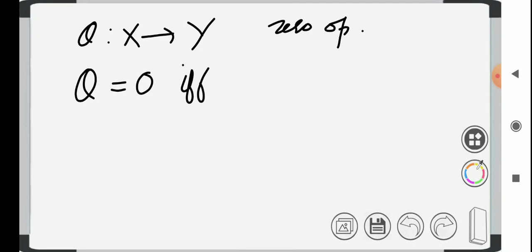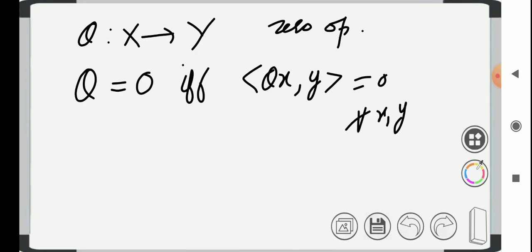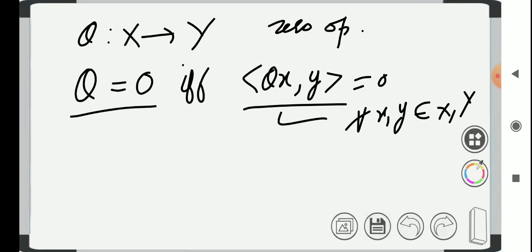Q is a zero operator if and only if the inner product of Qx with y, where x and y are elements of the inner product spaces X and Y respectively, is 0 for all x and y belonging to X and Y respectively. So let us suppose first that this is a zero operator on X, that is, its null space is the whole of X, and we will prove this holds. Then we will assume this inner product holds, and we will prove it is a zero operator. So let us first assume that it is a zero operator.